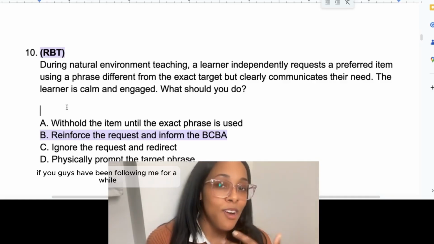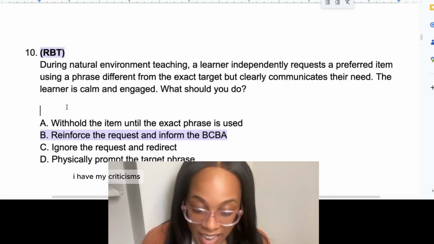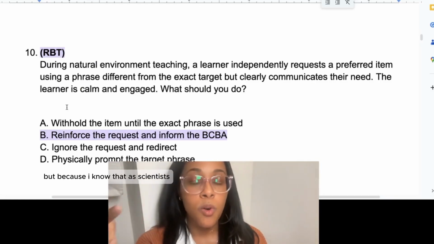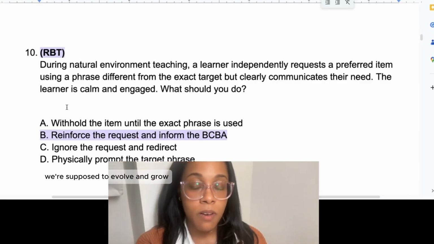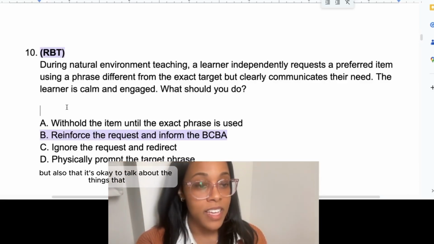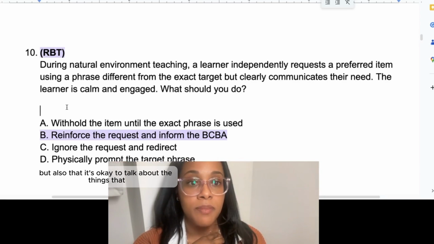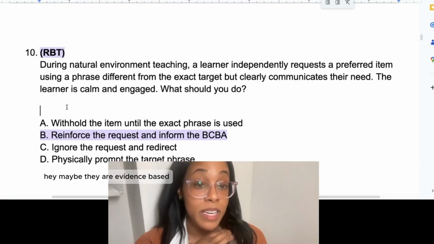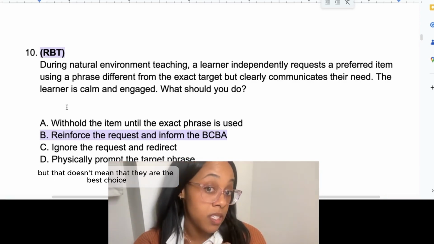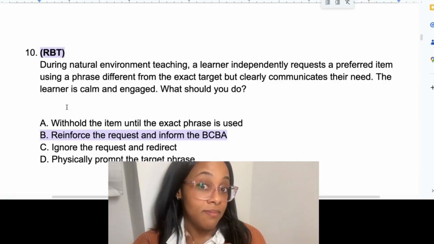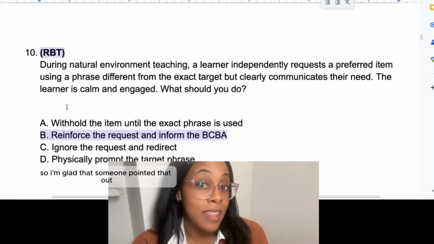So that's, if you guys have been following me for a while, yes, I have my criticisms. But I know that as scientists, we're supposed to evolve and grow, and that it's okay to talk about things that, hey, maybe they are evidence-based, but that doesn't mean that they are the best choice, right? So I'm glad that someone pointed that out.